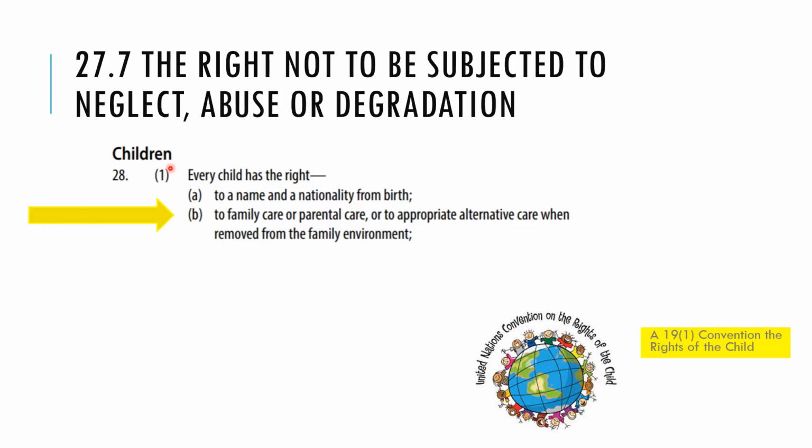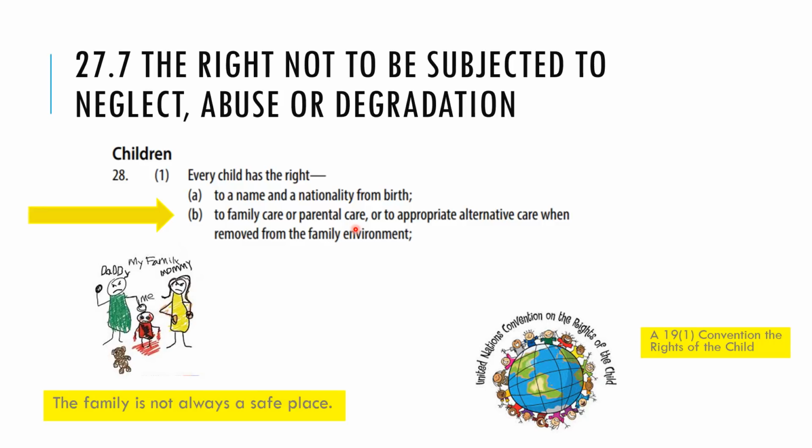The next right we have is the right not to be subjected to neglect, abuse, or degradation. This can be found again in Section 28. Now, remember we spoke earlier about Section 28(1)(b), which gives the right to family care or parental care. The problem is that the family is not always a safe place for a child. This is why Section 28(1)(d) was written, so that children can be protected against abuse. The protection of the child's right not to be subjected to neglect, abuse, or degradation is a domestic reinforcement of Article 9.